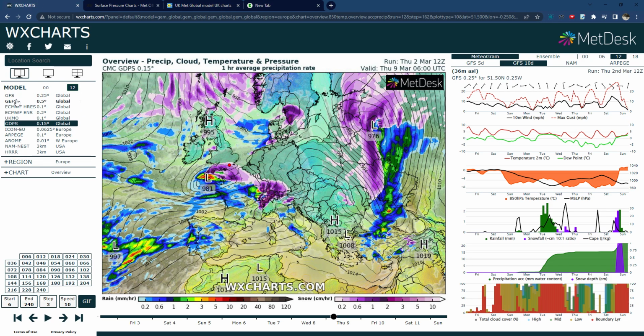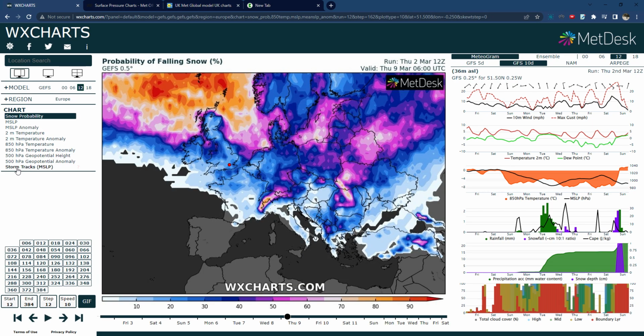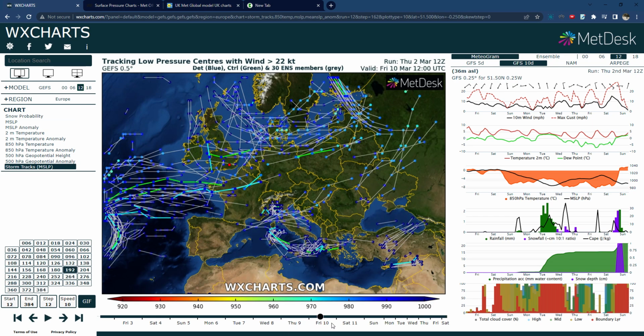Let me show you the ensemble models. We get that low tracking through here. It's kind of hard to see. It originates here. There's quite a lot of variability in these tracks. You can see there's different lines, each showing one of the different paths of the low. So there's quite a bit of variability Thursday into Friday about where the low is going to go.